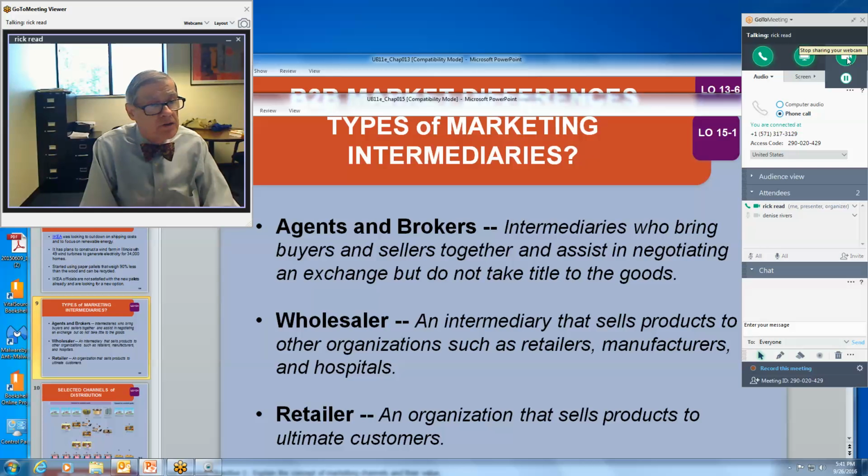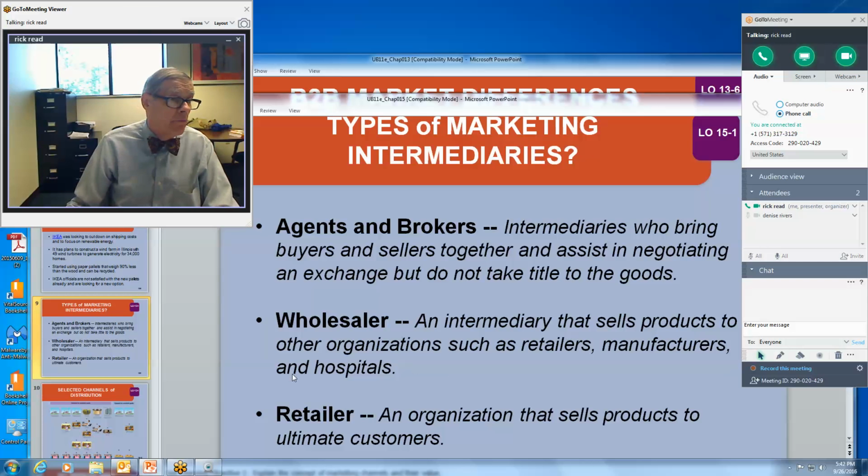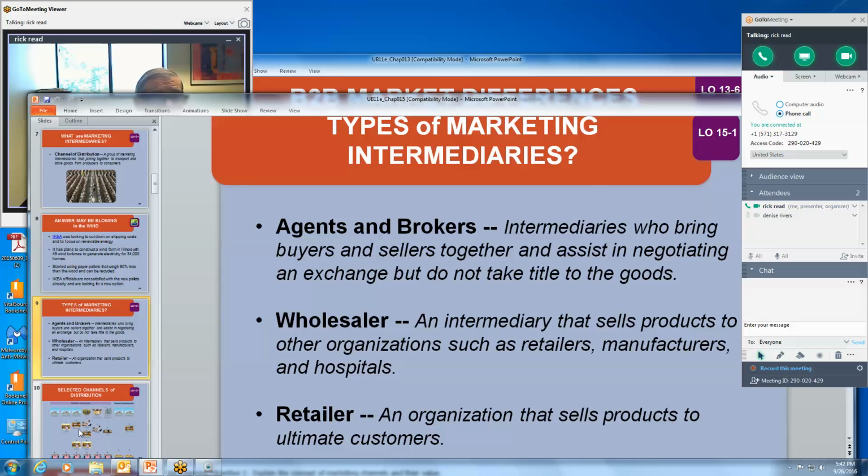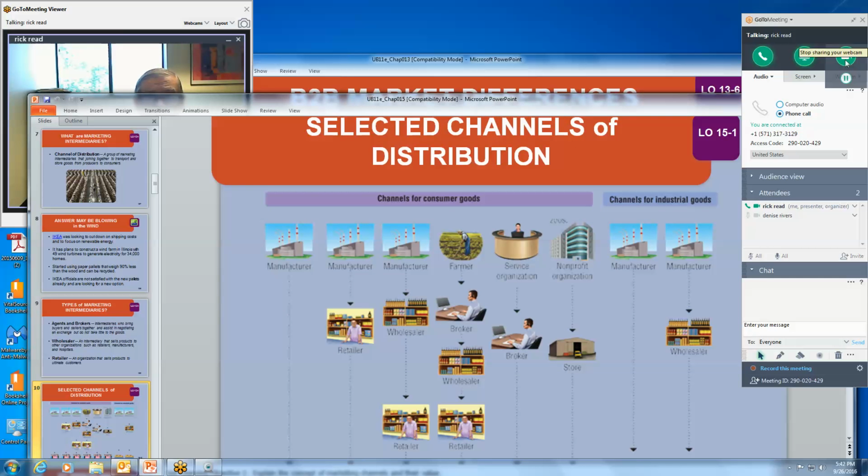A wholesaler, on the other hand, is an intermediary who does, in most cases, take possession of the goods and then resells them to organizations, normally other retailers, manufacturers and institutions. I mention individuals because in some cases that happens, although that tends to be pretty rare. And then a retailer is an organization that sells product to us, the end user.